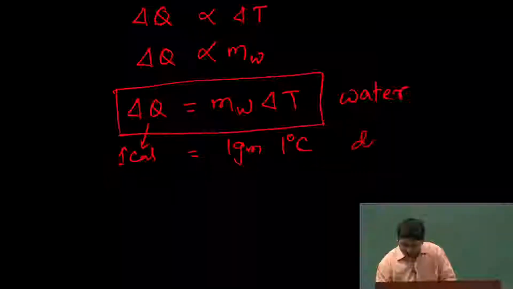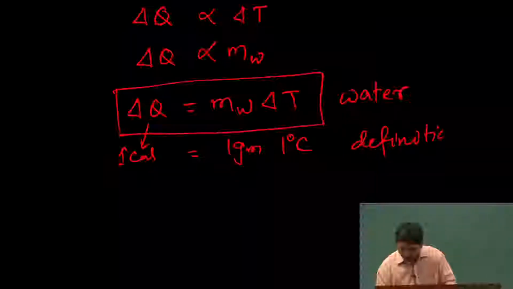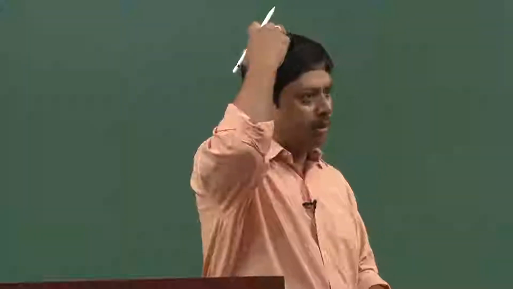So, you are defining 1 calorie by the fact that when 1 gram of water increases its temperature by 1 degree. You see, it is your definition, right. So, this is how calorie is defined. I would write here the definition. Now, once we define that, it will not be the same for everything, right.